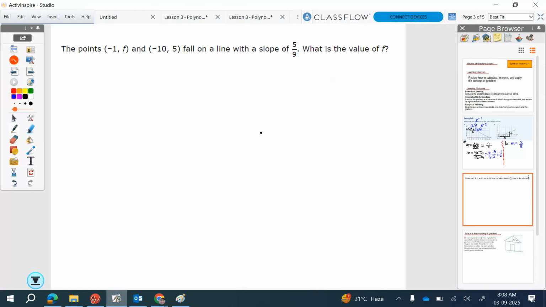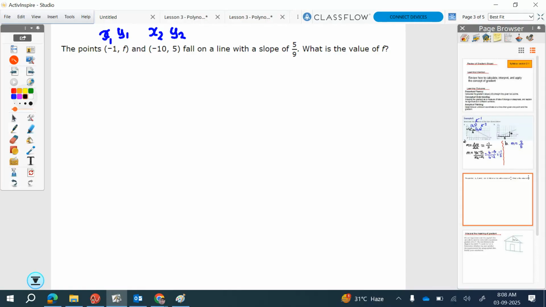Okay, so we have a bit of a problem-solving question here now. We're given 2 points that fall on a line, and we're told that the slope is 5 over 9. The difficulty with this is one of the points has an unknown in it, but we can still use that. It doesn't matter which way around we put our points in. Just because this is on the left, I'm going to call this x1 and y1, and this one x2 and y2.